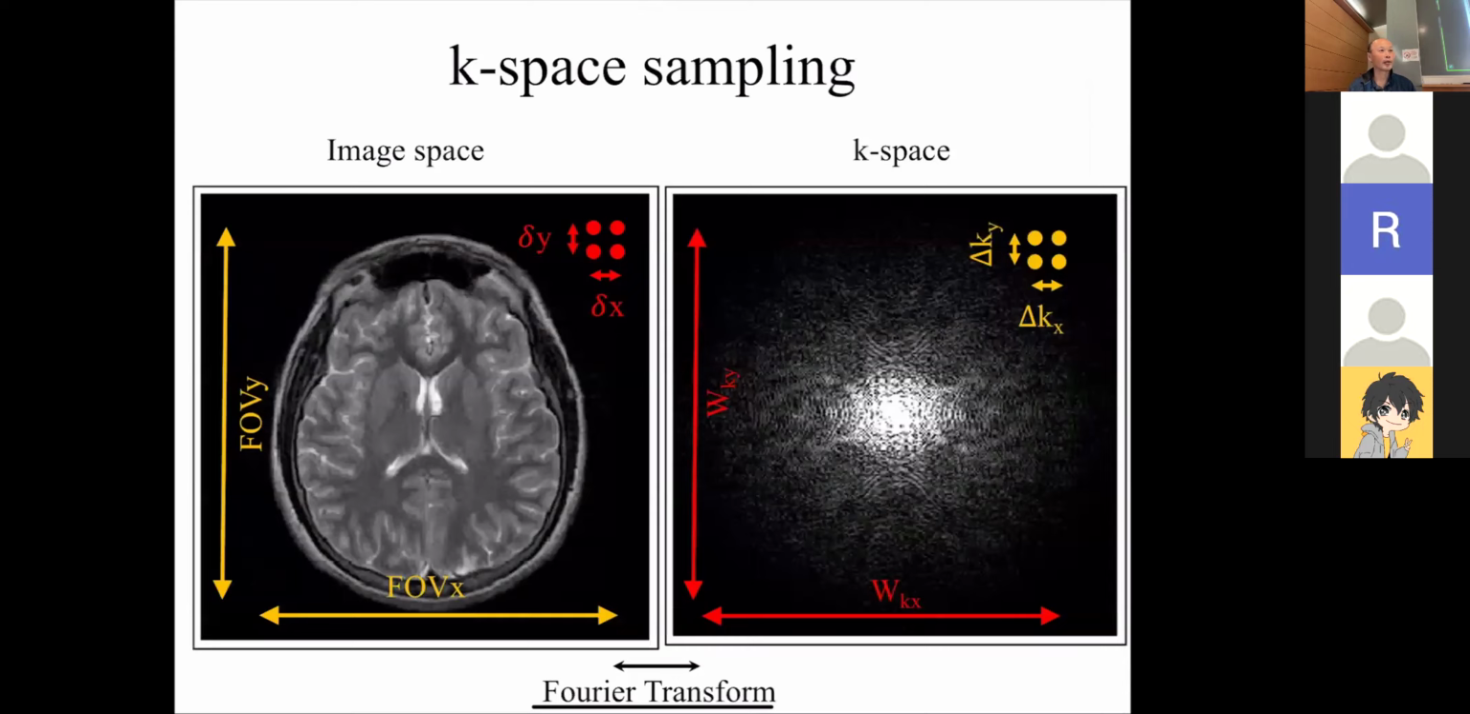One question. Yes. What's the real time it takes to go through full K-space? Because when you're in an MRI system, sometimes it takes like 15 or 20 minutes. Why is it that long? We're going to get to that.